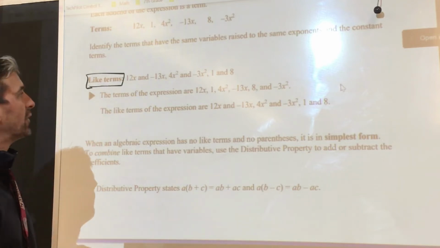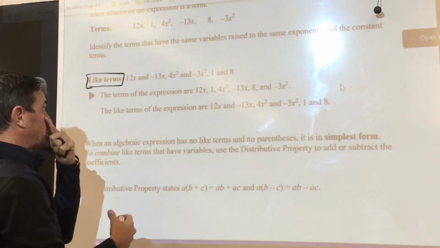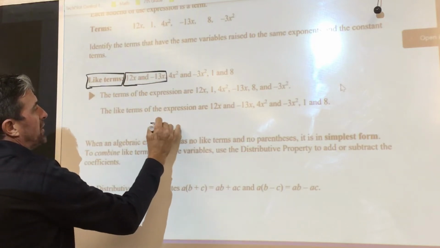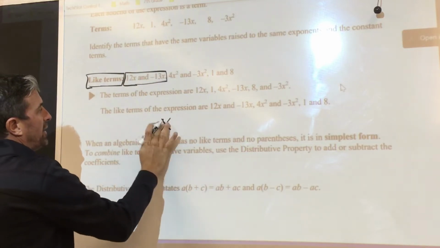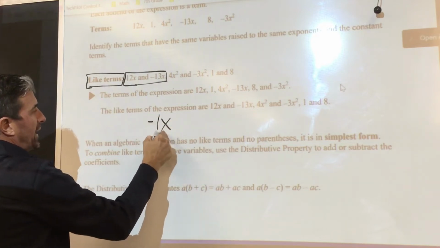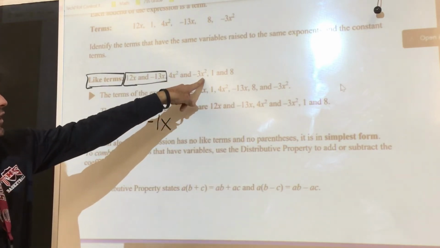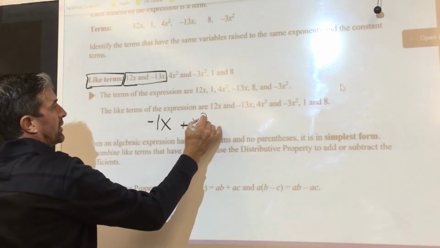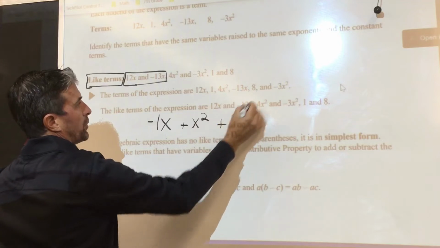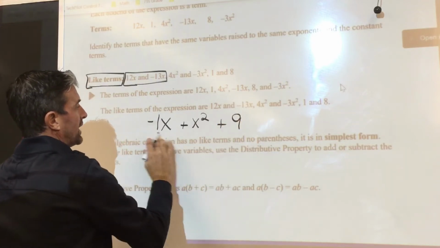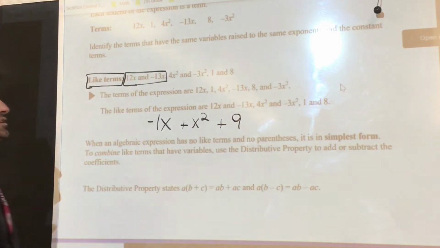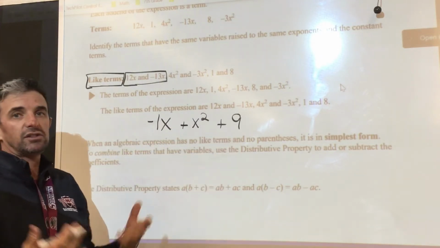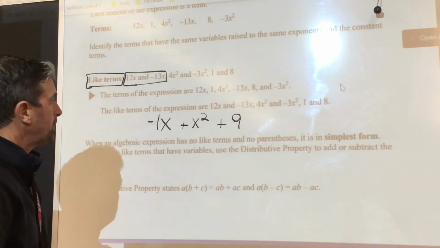If we combine like terms, which we're going to do later, 12x and negative 13x would be just negative 1x. 4x squared and negative 3x squared would just be x squared. And then 1 and 8 are both positive, so we add. In this particular scenario, that is our answer: negative 1x plus x squared plus 9. That's it. That's our answer.